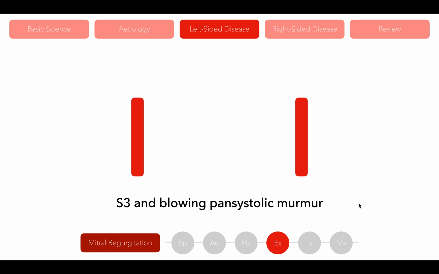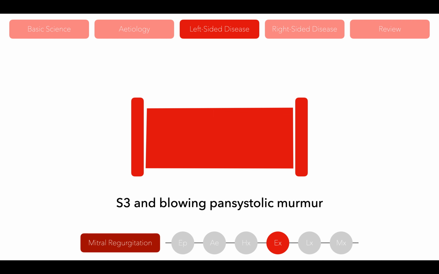So, in mitral regurgitation, you'll hear an S3 sound, which is dilation because of overfill, and you'll hear a blowing pansystolic murmur. Pansystolic means it's throughout systole, and blowing means it's just a whoosh noise. It looks like this. It's a really loud whoosh between S1 and S2 because what you're hearing is blood shooting back into the left atrium from the left ventricle. So all of systole is just two big holes and out goes the blood. It sounds like this.